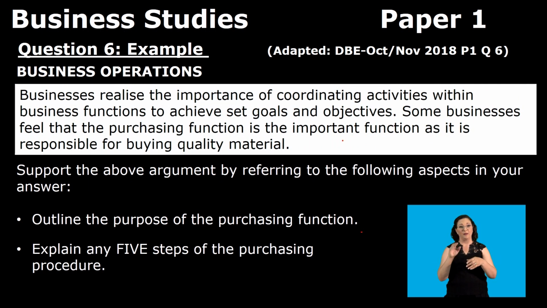Then we're moving on to question number 6, business operations. This is your preamble. Again, go through the preamble, you read it. Businesses realize the importance of coordinating activities within business functions to achieve set goals and objectives. Some businesses feel that the purchasing function is an important function, as it is responsible for buying quality material. Support the above argument by referring to the following aspects in your answer. Right, again, we're looking at the action verb: outline the purpose of the purchasing function.